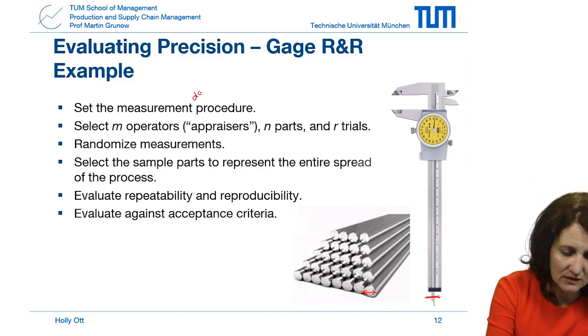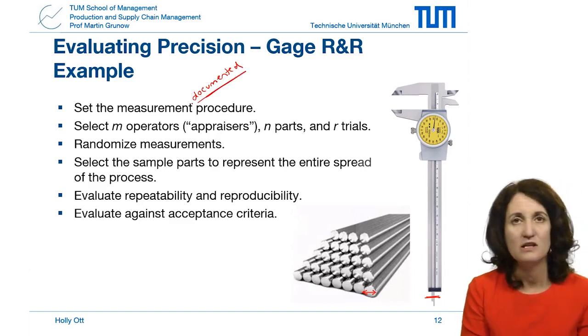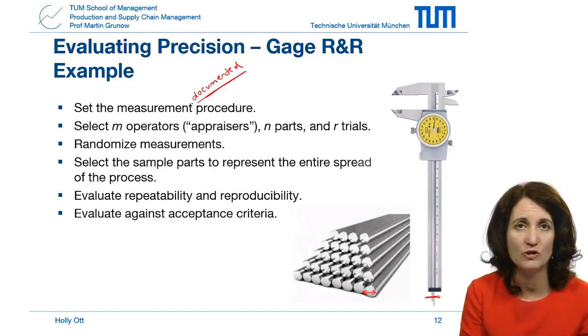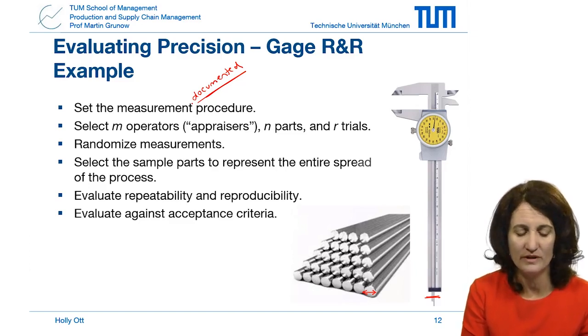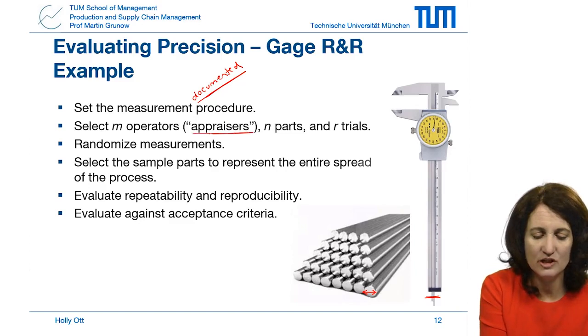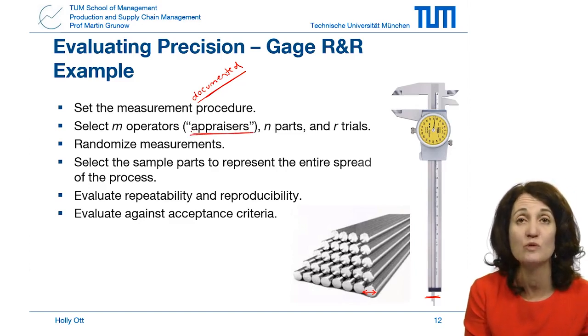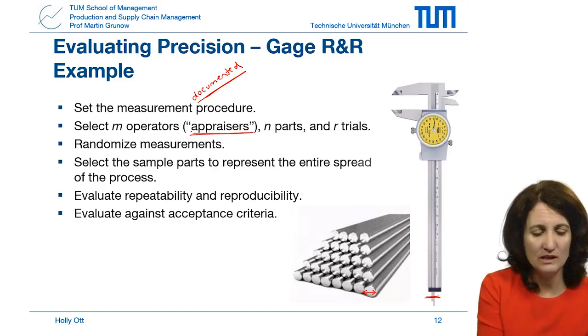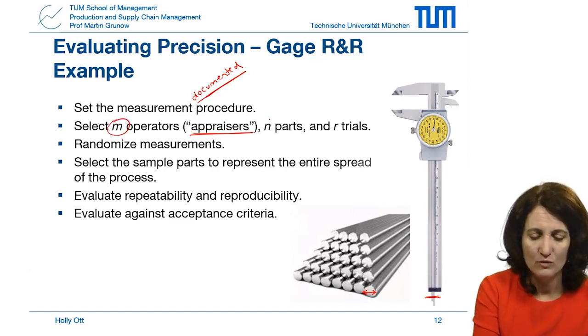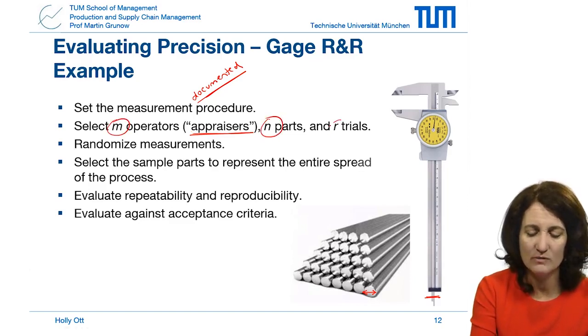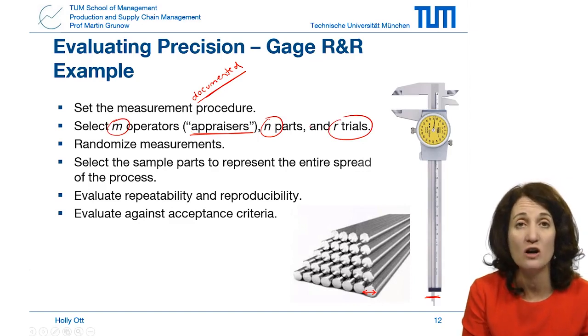So what we need to do is make sure there's a set procedure and that it's documented, so we write things that seem obvious. You want to document your procedures that are going to be followed exactly by all operators. And these operators, as we mentioned before, are often called appraisers. They're doing the appraisal. So let's select M operators. We're going to test N parts, and each operator will do R trials. This gives you an idea of how much data we're going to collect.